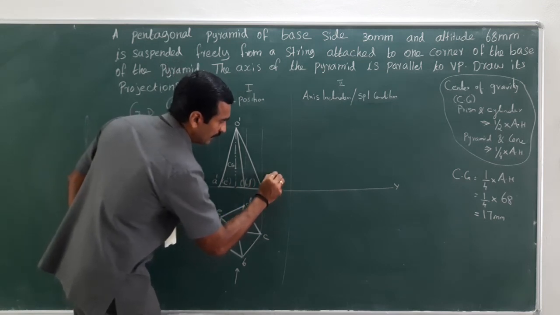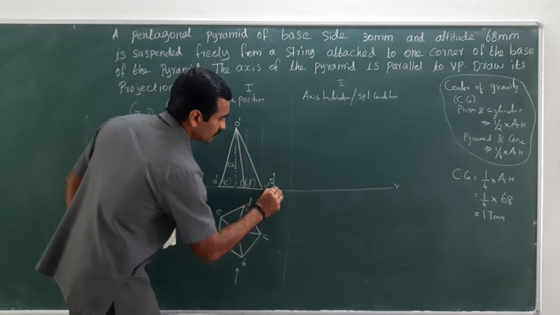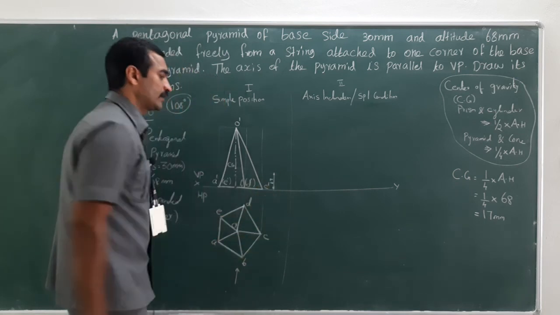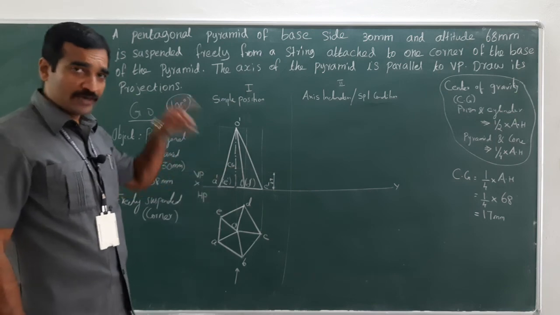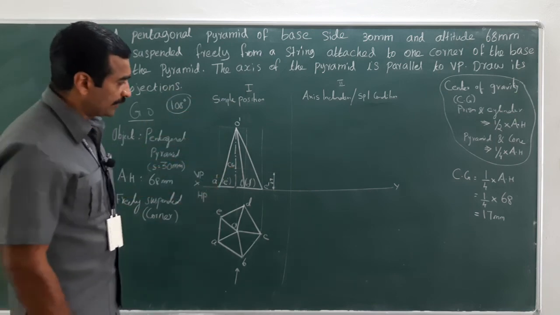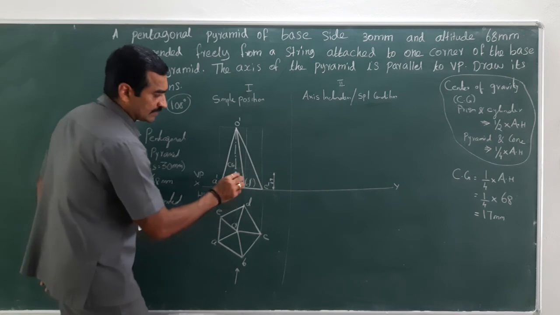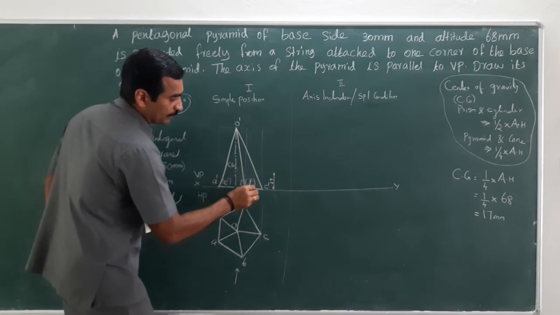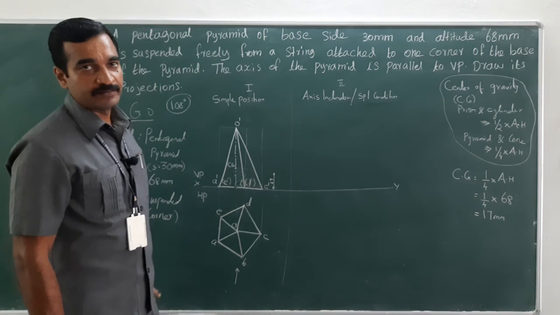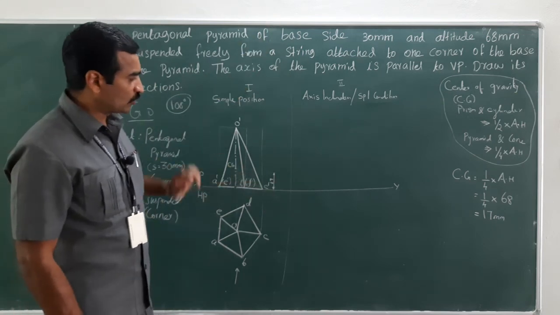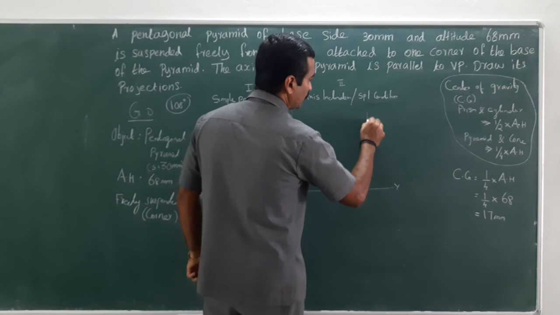17 mm from the reference line. So from the base, take 17 mm on the XY line, mark 17 mm on the XY line. Now draw a line connecting the corner. This triangular portion, that is C dash CG, should be kept vertical. That means perpendicular to the HP. This should be kept vertical in this manner.